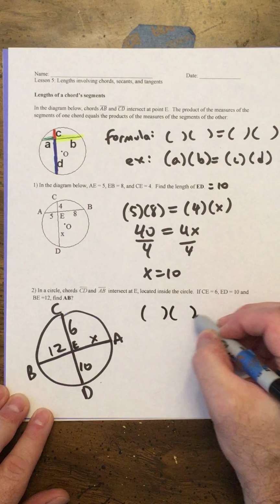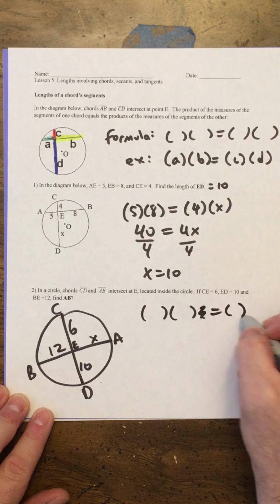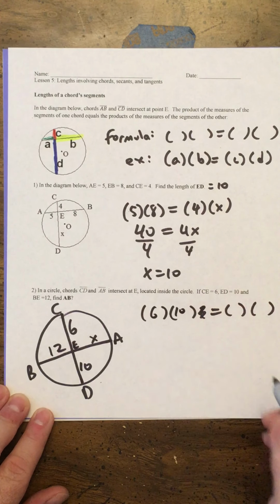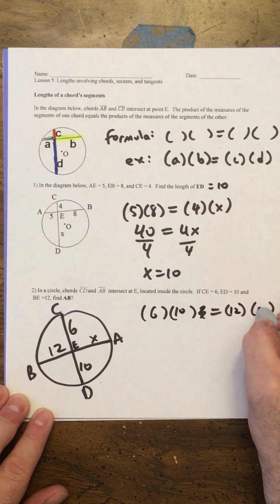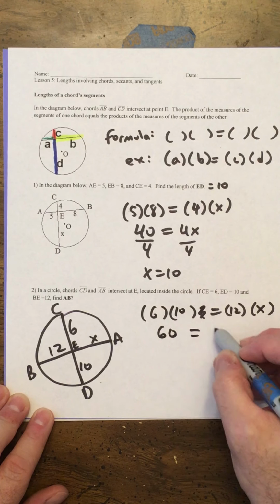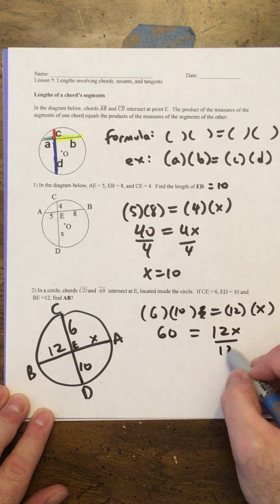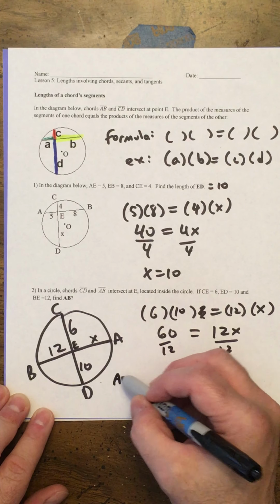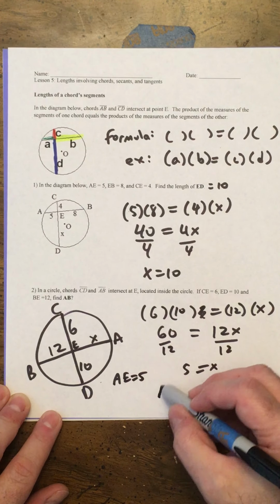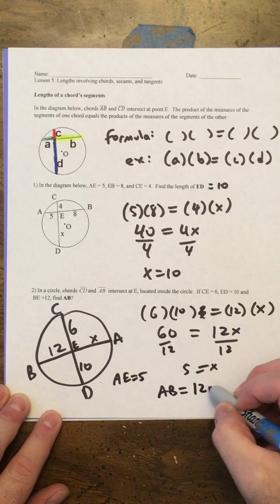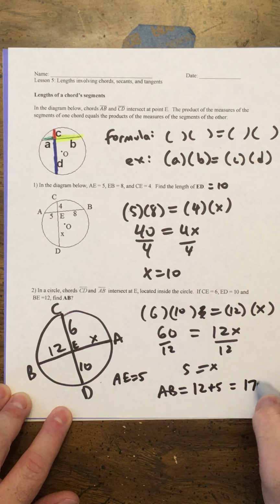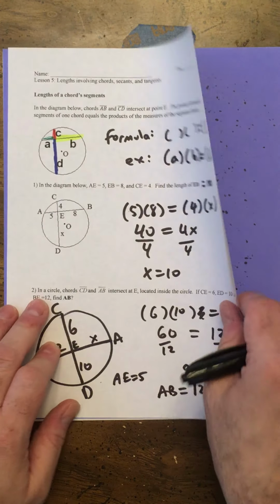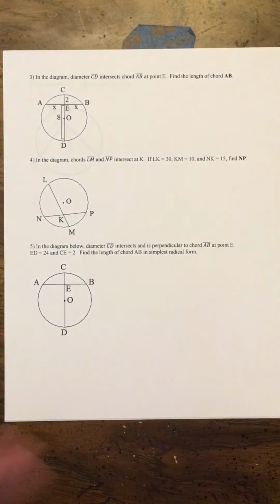So again, setting up our formula, 6 times 10 equals 12 times x. So we get 60 equals 12x. We get x equals 5. So basically AE is 5. But then if you want to find AB, we would just add 12 and 5, which gives us 17. So that's how you'd find that whole piece. All right, pretty easy. All right, let's go take a look at the next page.